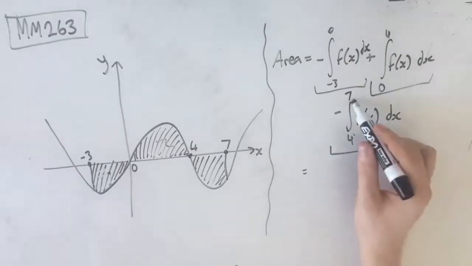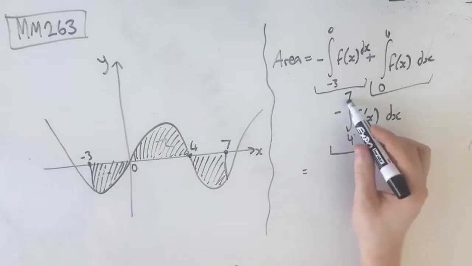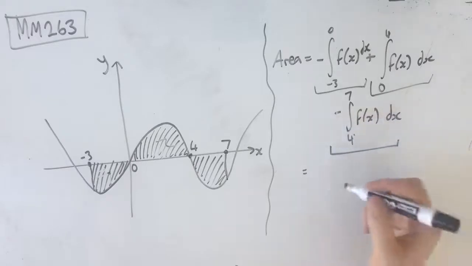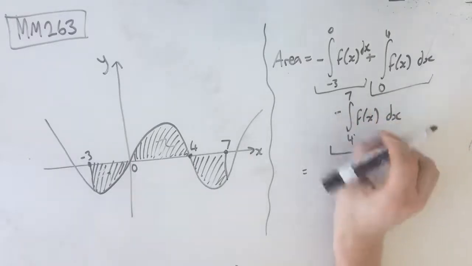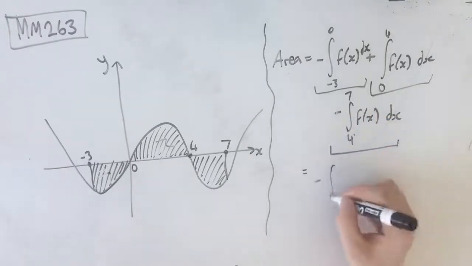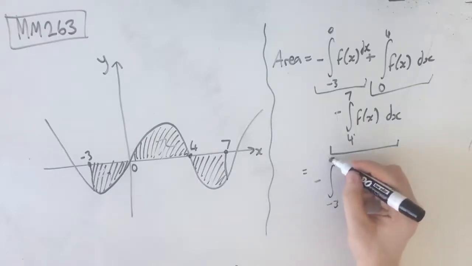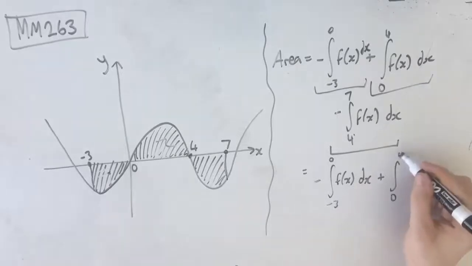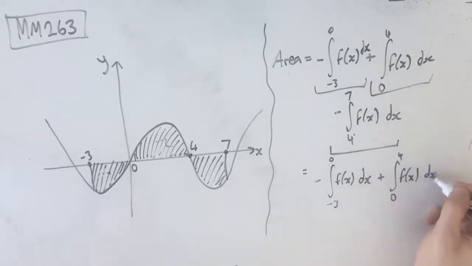Okay, so if you swap the terminals around, so from 7 to 4, that's going to make this negative, but then they've actually added a positive in front of here, which is going to basically make it the same as what it is now. So what they end up with is negative from -3 to 0 of f of x dx plus from 0 to 4 of f of x dx. So that's still all the same as what we had.